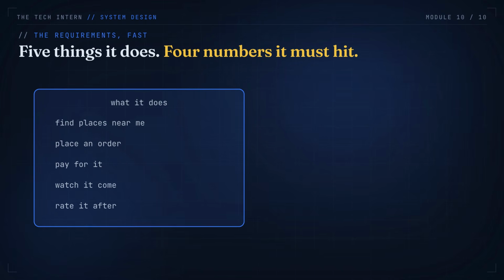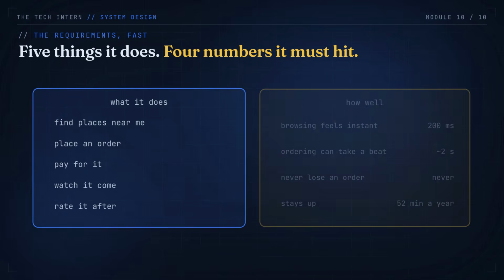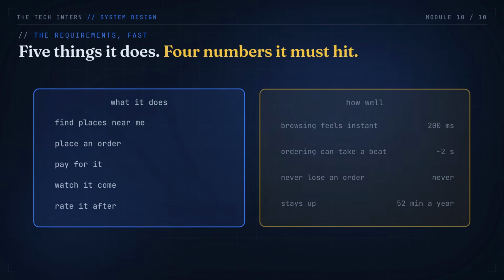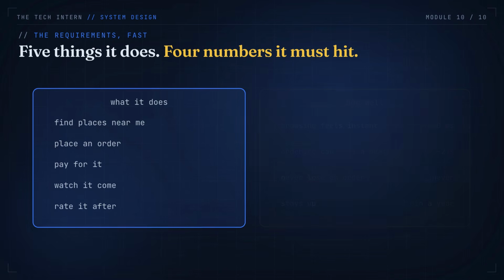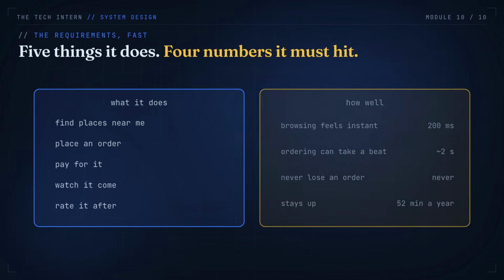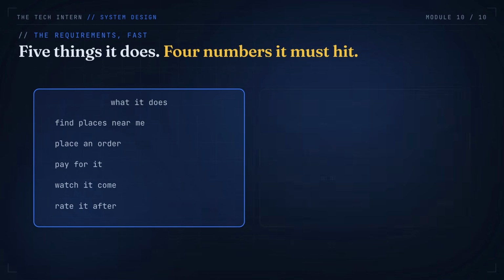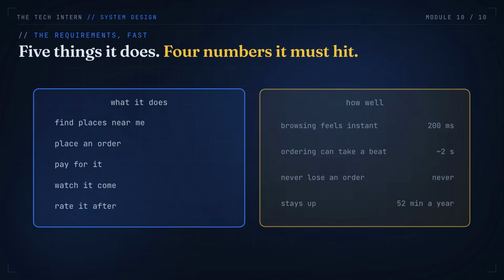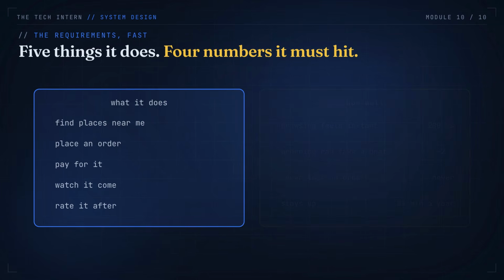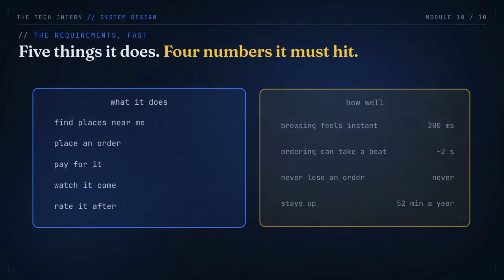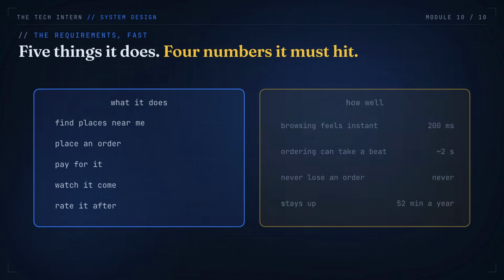Now the part that actually decides the architecture. How well must it do it? Browsing has to feel instant. Under 200 milliseconds at the 99th percentile, not the average. Placing an order can take a second or two. People expect that to feel like it's doing something. We can never lose an order or a payment. We can absolutely tolerate a rating being a few seconds stale, and it has to stay up.